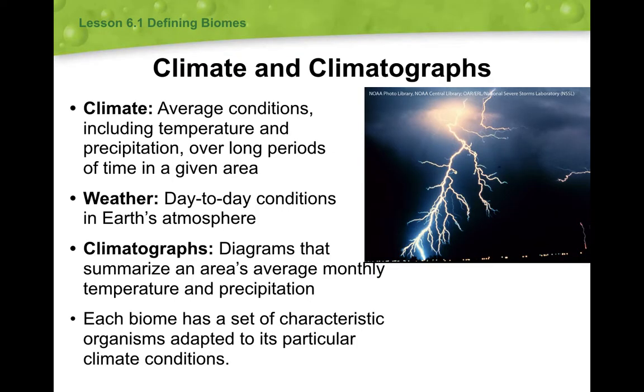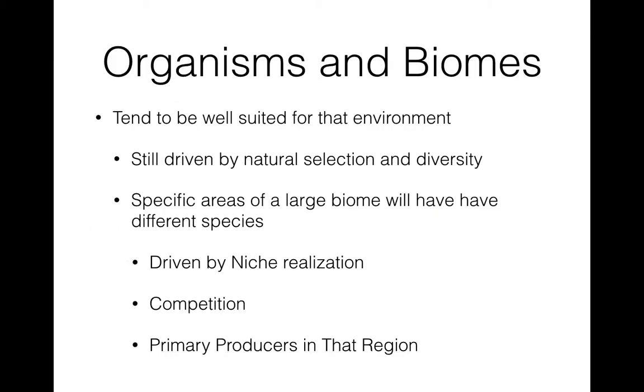So climate, again, is the average conditions, which would include temperature and precipitation over a long period of time for a given area, whereas weather is the day-to-day conditions in the Earth's atmosphere. And again, each biome has a set of characteristic organisms that have adapted to these particular climate conditions. So the organisms you find within a biome tend to be well suited for that environment, and that's because they are there because of natural selection and diversity.